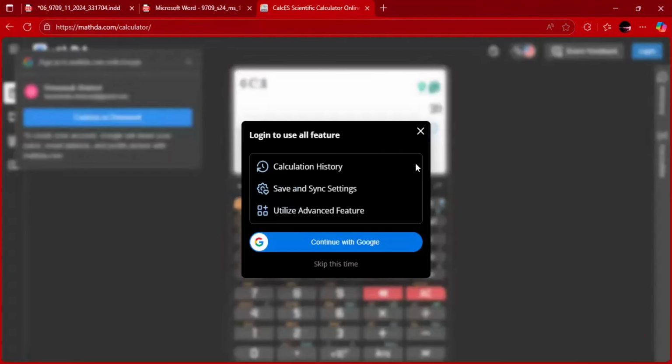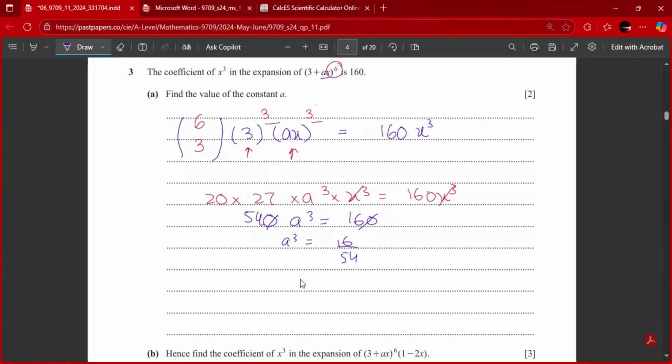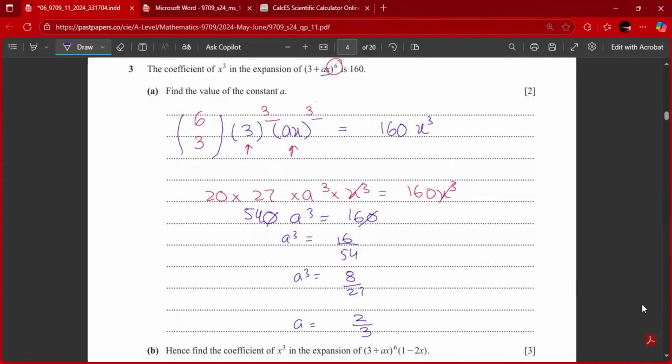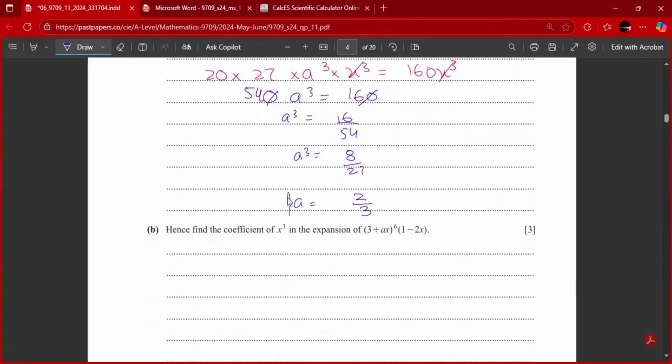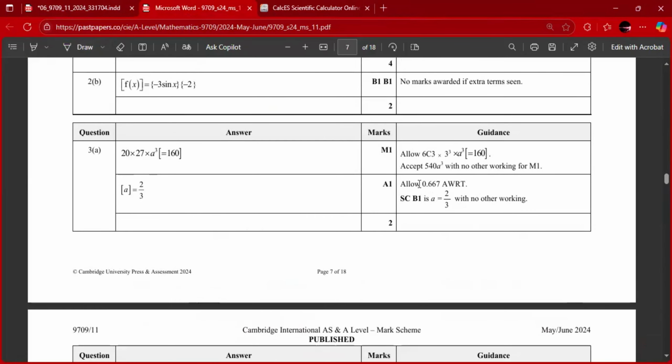Let me do it. 20 into 27 is 540. So 540 divided by 160. A cube is equal to 8 over 27. A is equal to 2 over 3. There's no plus minus sign, it is just equal to 2 over 3. Final answer, A is equal to 2 over 3.